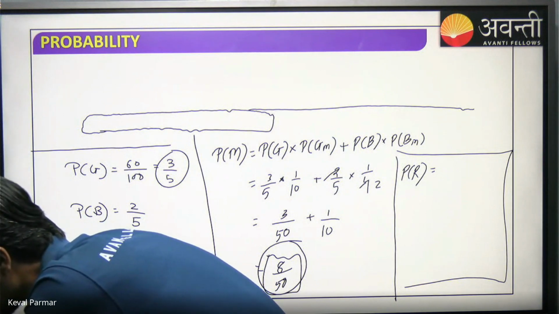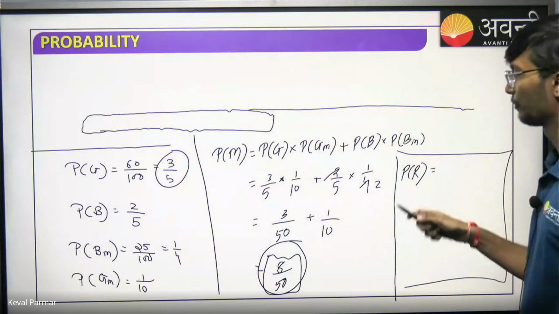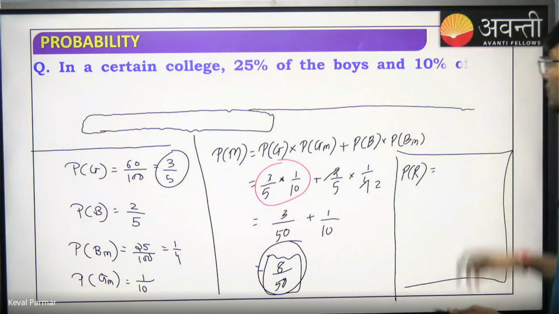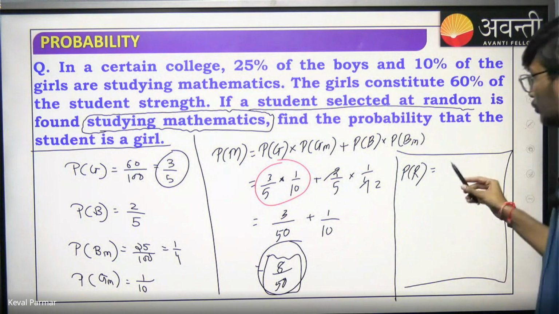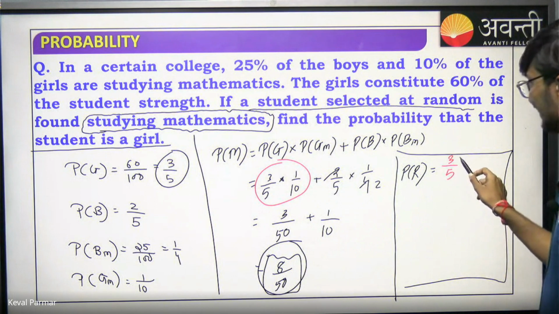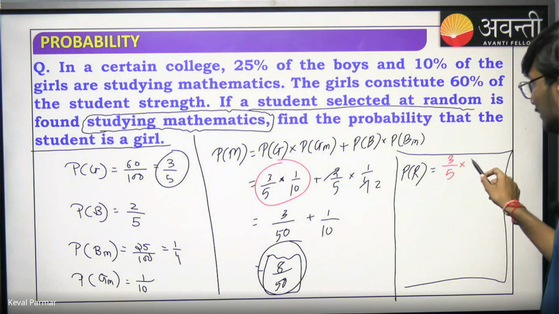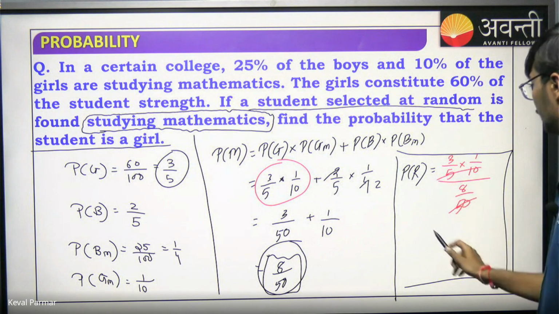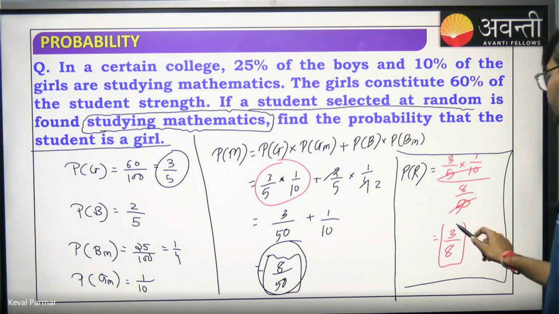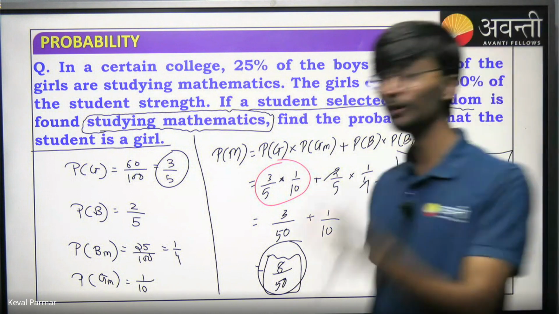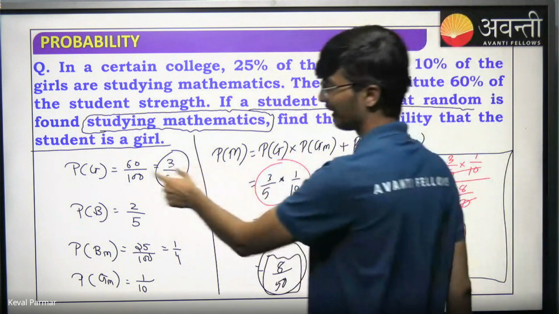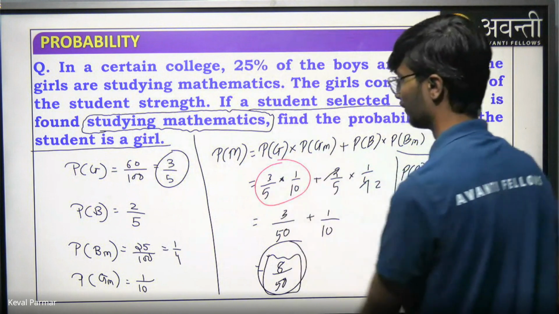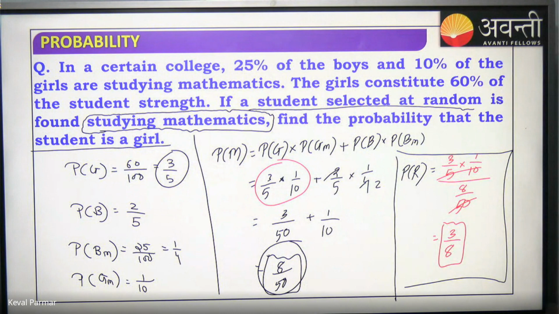Yeah, sorry, we made a silly mistake here. The required probability is that the girls should study mathematics. So that means 3 by 5, the total number of girls, and they should study mathematics, upon the total students that study mathematics. So 50 and 50 will get cancelled, and I'll get 3 by 8. We only took 3 by 5 before. We need to take 3 by 5, the probability of a girl getting selected, and she should study mathematics. So that is 3 by 5 into P of GM, which is 1 by 2. Okay, that is 3 by 8.